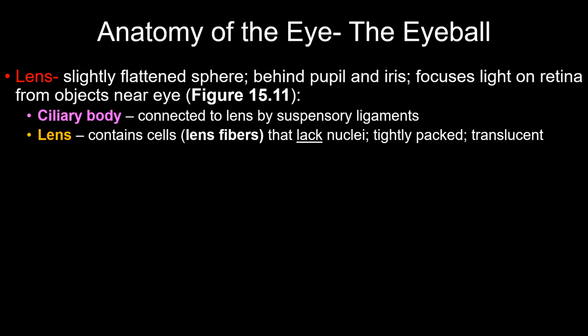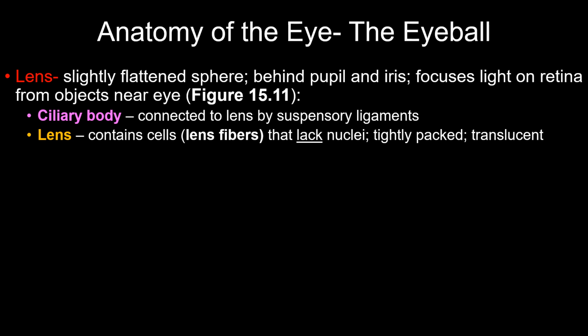And so what is the lens? Well, for our purposes, we're going to need to know that the lens is a slightly flattened sphere, and this is sitting just behind the pupil and the iris. And the lens's entire job is going to be directing light toward the retina from nearby objects.